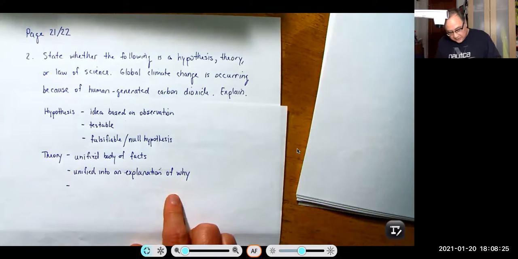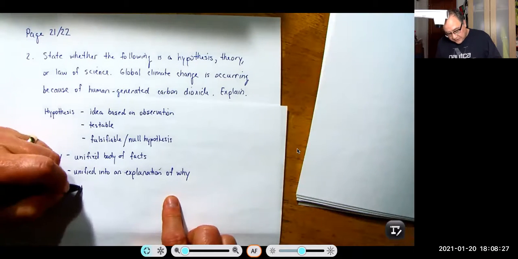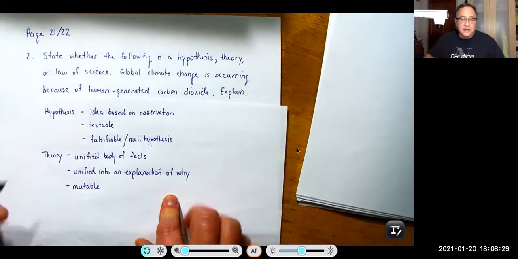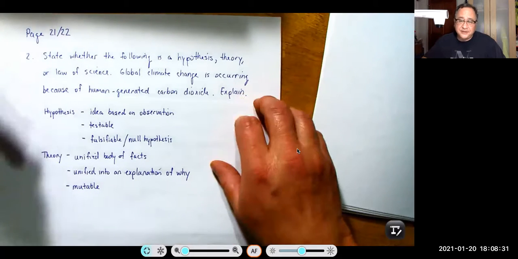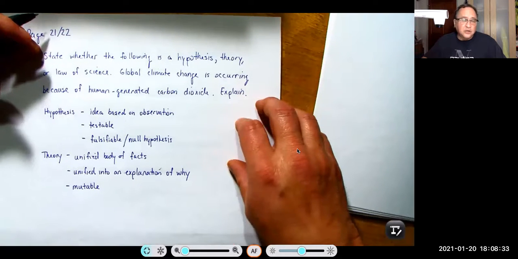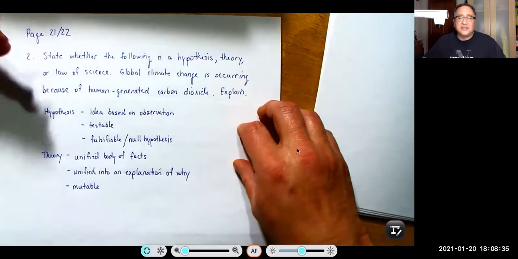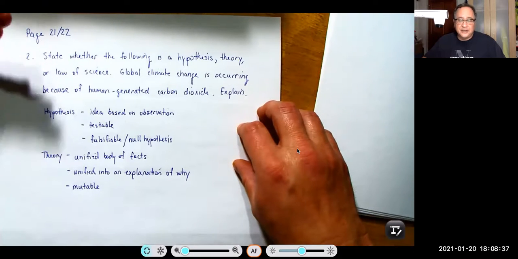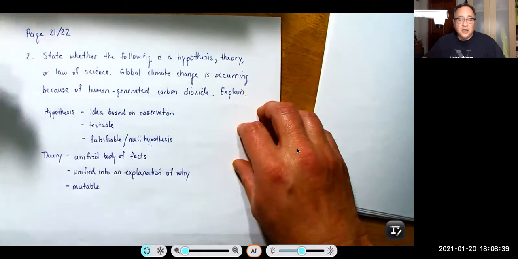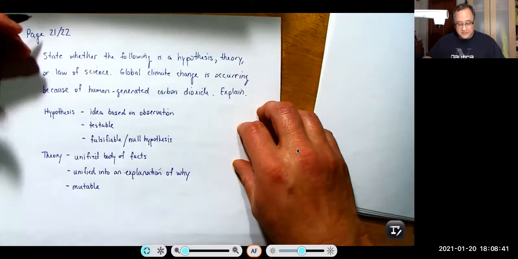Okay, unified into an explanation of why. Okay, and the important thing about theories is they are mutable. They will change based on the evidence. The original theory of evolution has evolved so much in the last 100 years, 150 years since it was developed.